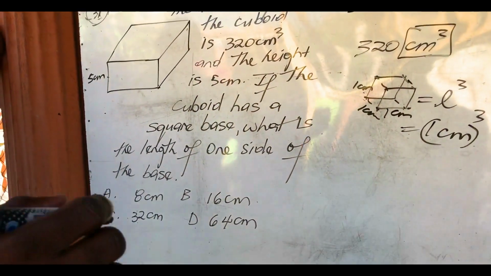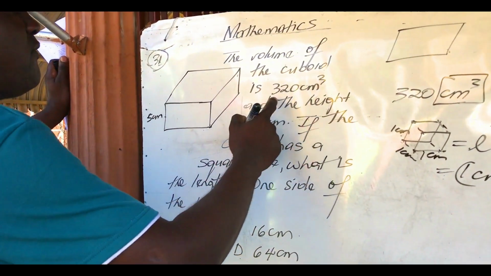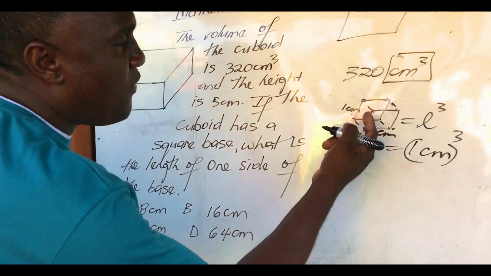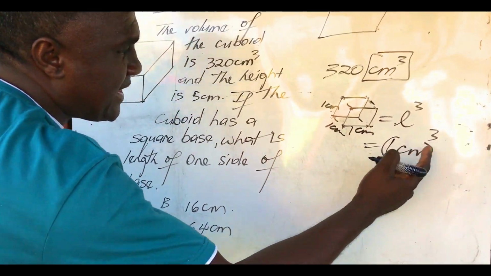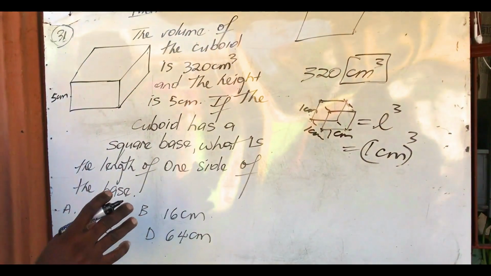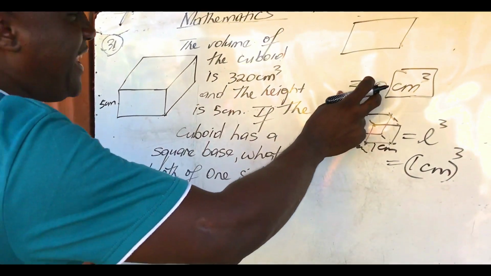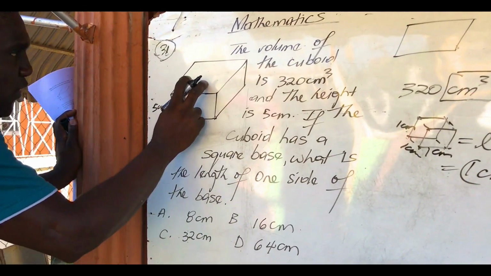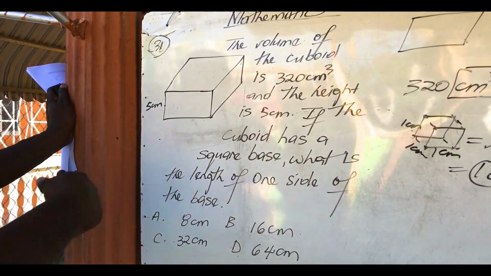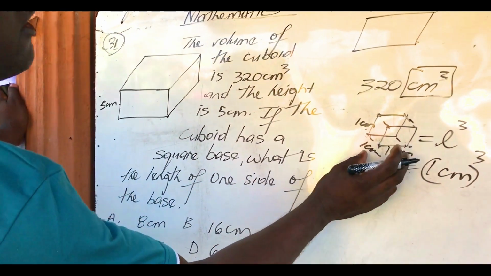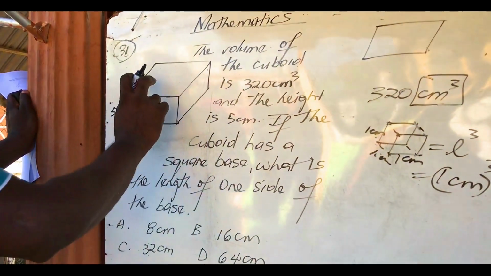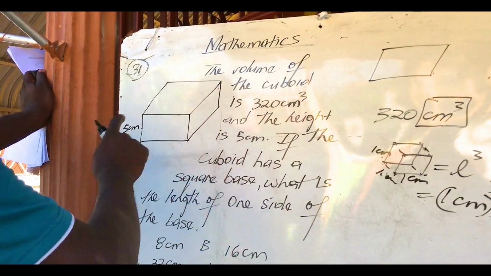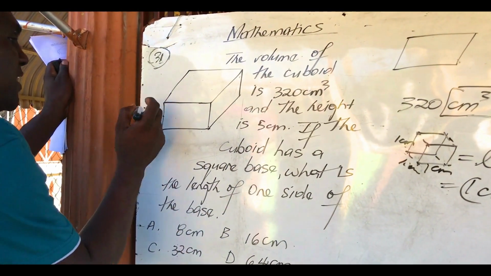So what I want you to understand now is that the volume of the cuboid is 320 cubic centimeters. If this represents 1 cubic centimeter, in essence, it's like we have 320 of this can actually hold in this. It is not drawn to scale, but just look at it as 320 of this cube can actually hold in this. Now, the volume here is 320 cubic centimeters, and the height here is 5 centimeters.